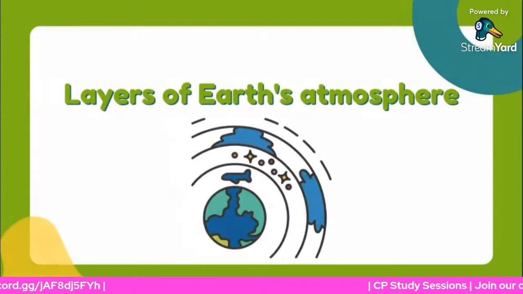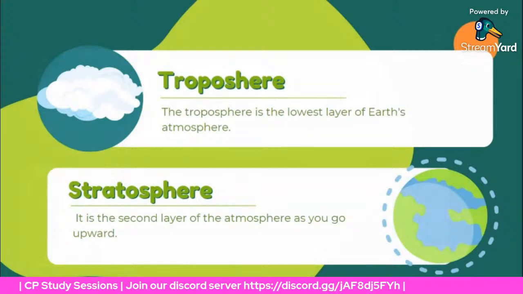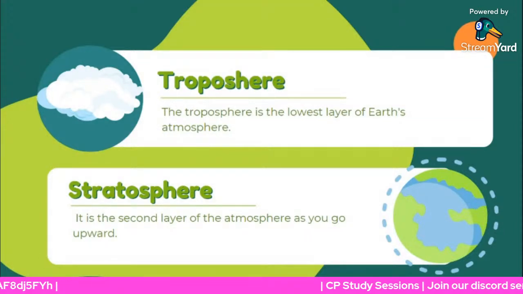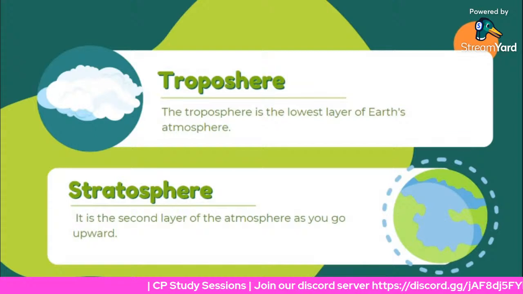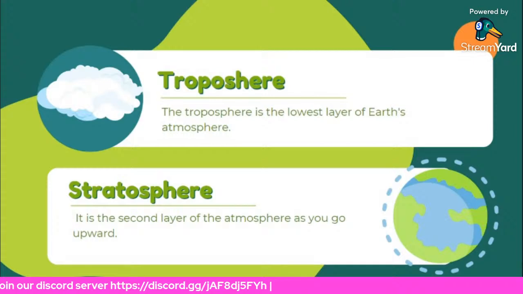We will now proceed to the layers of Earth's atmosphere. The first one that we have here is the troposphere. The troposphere is the lowest layer of Earth's atmosphere. Most of the mass, about 75 to 80% of the atmosphere, is in the troposphere. Most types of clouds are found in the troposphere, and almost all weather occurs within this layer.